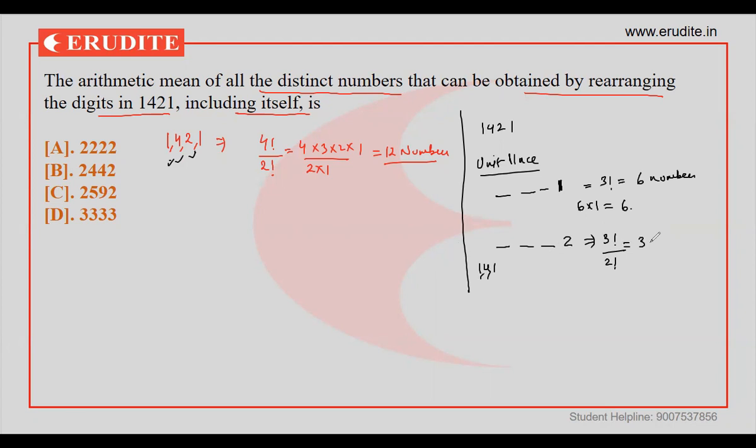That means there are 3 numbers, right? And the value of each number ends with 2. So the sum of the unit places of these 3 numbers will be how much? 3 times 2 is 6 again.